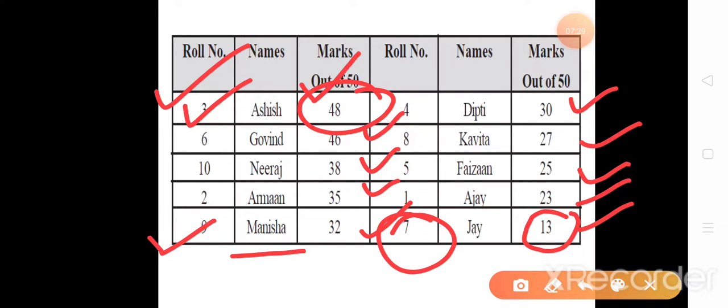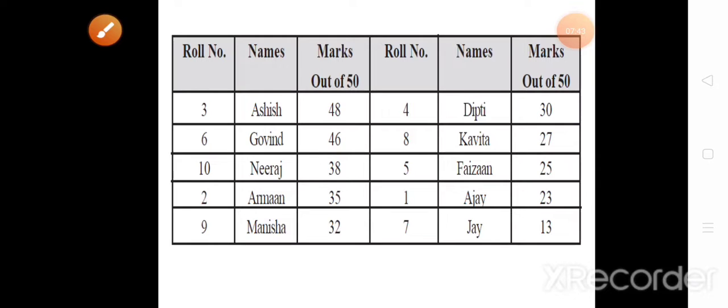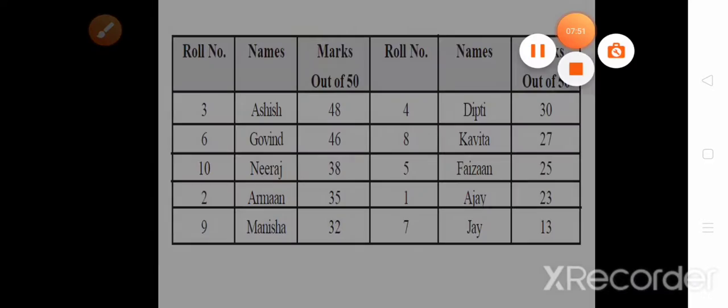So this table gives us more than one piece of information of our interest, right? So it can be easily said that this table is a lot more organized and precise. Yes, I hope you're able to understand this.